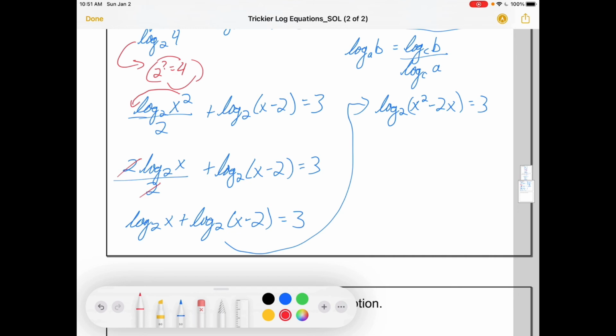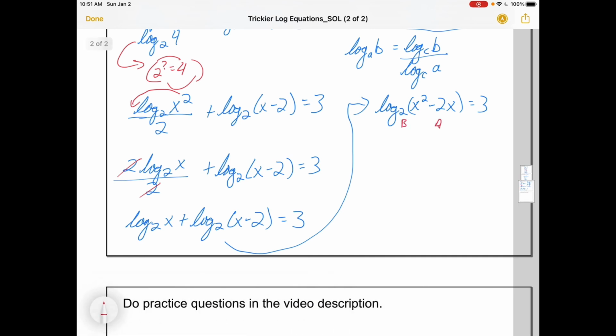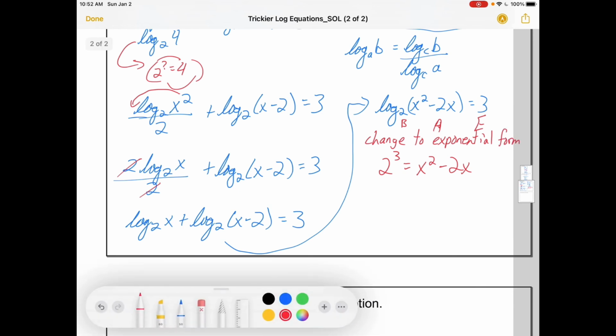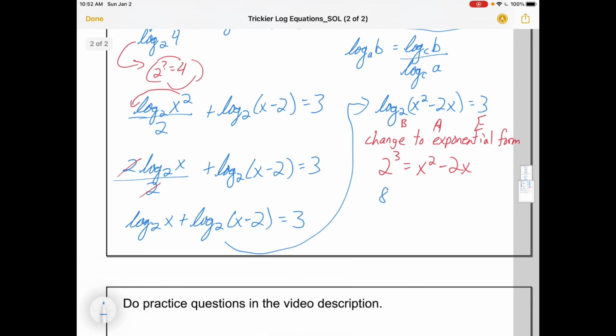But what I'd be thinking at this point is this is one where we use bay or switch forms. Okay, so I have to get out of a log. I do that by converting to exponential form. 2 to the 3 equals x squared minus 2x. Change to exponential form. Okay, and we can continue on with this. That means we have 8 equals x squared minus 2x. Oh my gosh, another quadratic.